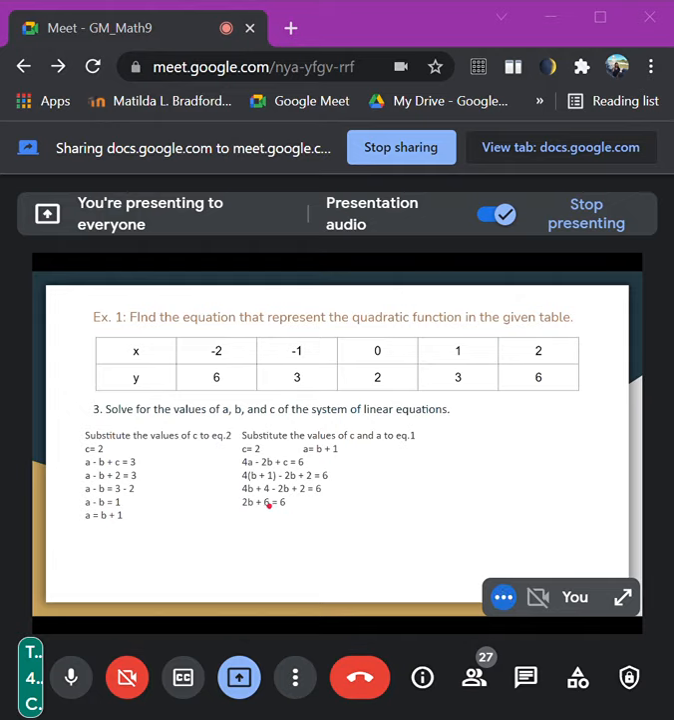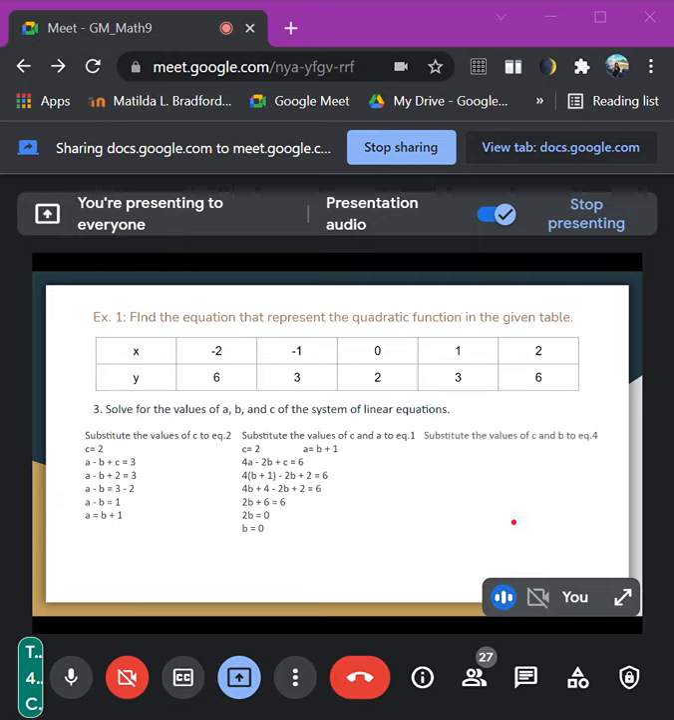Now, we can transpose positive 6 to the right side. So you will have 6 minus 6, since it is positive. 6 minus 6 is equals to 0. Since it is still 2B, you can divide both sides by 2. So you can get the value of B is equals to 0. So we got the value of B here, and you also have your value of C. So A is the next one we will find.